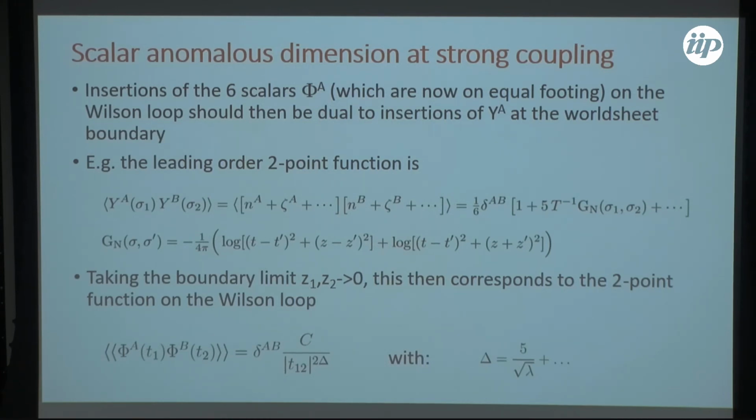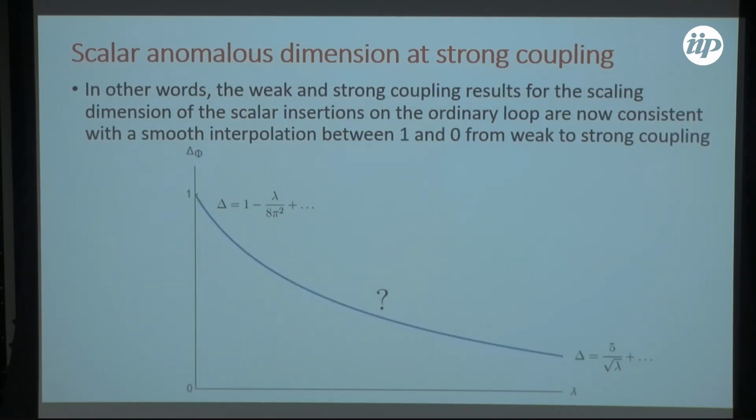That's why before I was saying that delta minus 1 equals 0. You could choose delta equal 1 or delta equal 0 classically. Now, if you do the calculation more carefully, delta equal 0 should be viewed as delta equal 5 over root lambda, which is what you get from using these Neumann propagators. So now the dimension of this simplest scalar insertion is consistent with a smooth interpolation between 1 and 0 instead of 1 and 2. So for this non-supersymmetric loop, it starts from 1 minus lambda over 8 pi squared, and it goes to 5 over root lambda plus corrections.